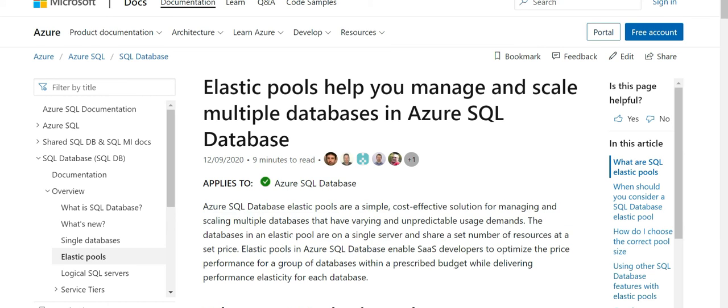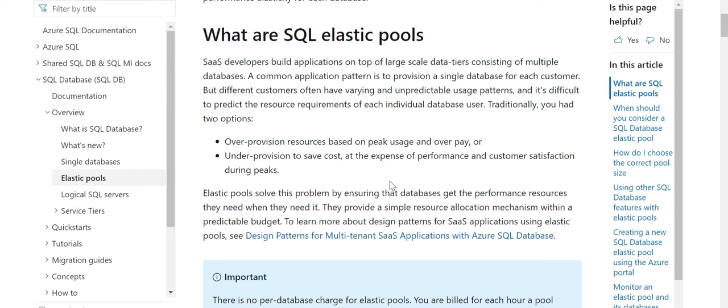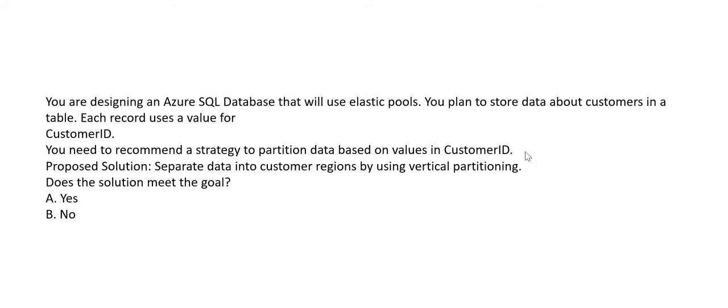Basically, if you have a lot of databases, one for different purposes, suppose one database for each department, and you have big scaling requirements and very unpredictable usage demands, then you can use elastic pools. If you didn't have elastic pools, in the traditional on-premises infrastructure you would over provision resources, overestimating your peak usage, or you would under provision, and during Christmas time the load would crash the database.